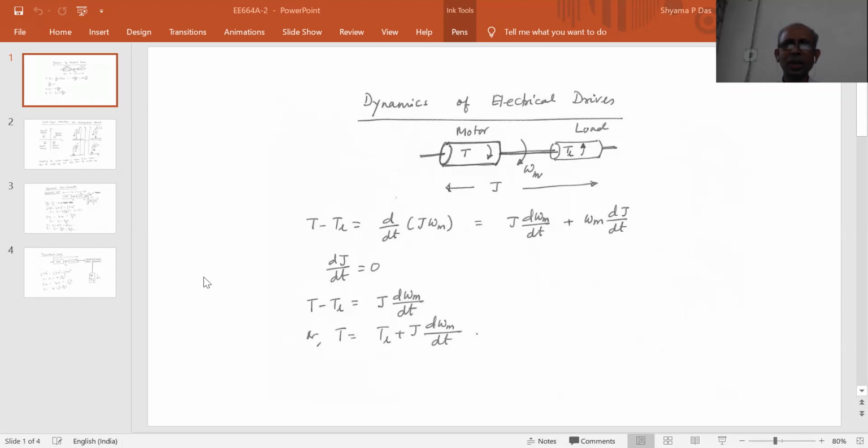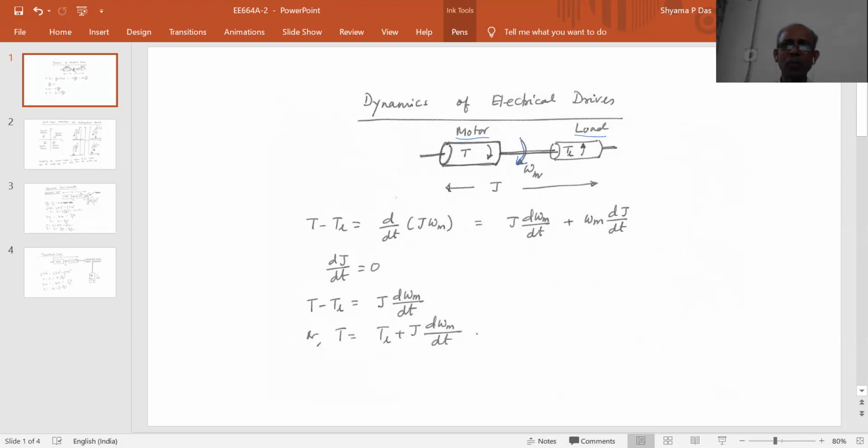So here is actually our motor, and the motor is driving a load. The load is a mechanical load. In this case, the motor is an electromechanical device, so this basically gives us a torque. The torque is, let's say, in this direction, and the motor is rotating in the same direction as that of the torque.